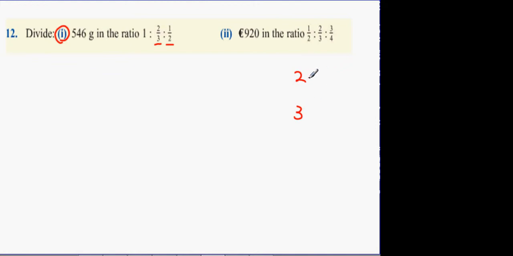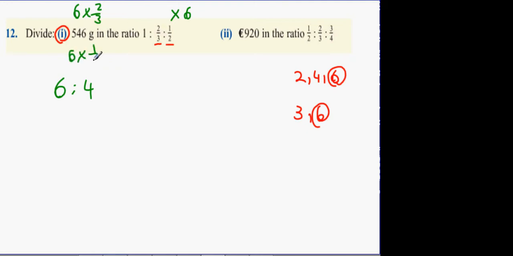6. Just count up in 2's and count up in 3's until you get a number that works for both. It's 6. Once you find this lowest common denominator, multiply everything here by 6. What's 6 times 1? 6. 6 times 2/3? 4. Just use the calculator. 6 times 2/3 is 4. And then 6 times 1/2? 3. This is your ratio: 6 is to 4 is to 3.